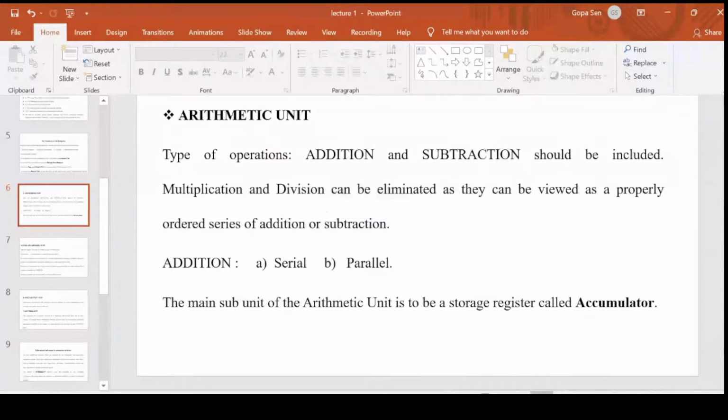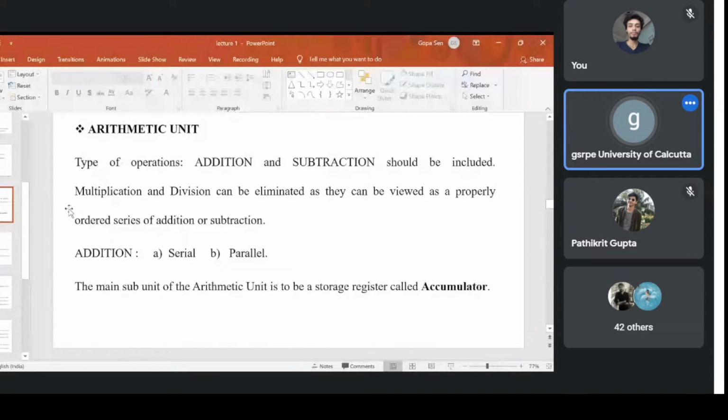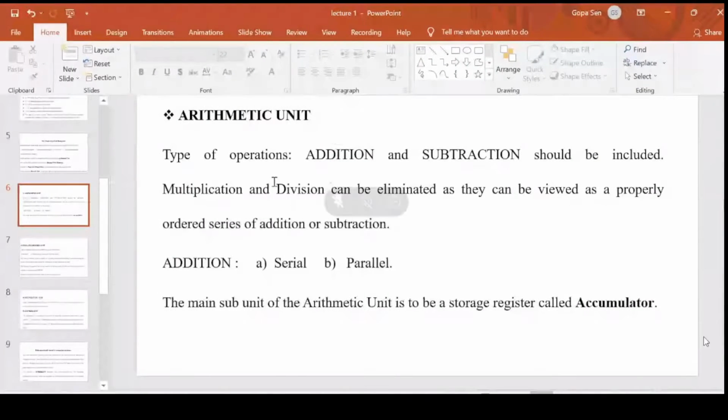You can say that multiplication and division are arithmetic operations, but multiplication is nothing but a repetitive process of addition. Similarly, division is nothing but a repetitive process of subtraction. So if my machine can perform addition and subtraction, it will also be able to perform multiplication and division. In the earlier days, the arithmetic unit of the machines was able to perform only addition and subtraction, not multiplication and division. But nowadays, all machines can perform all these operations.